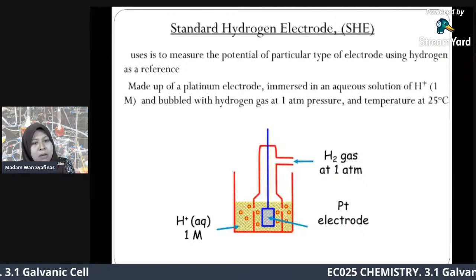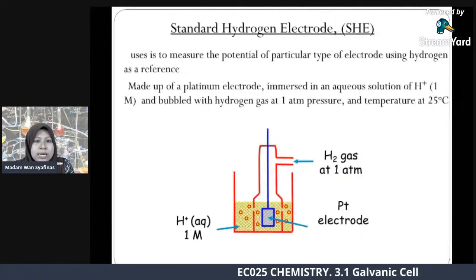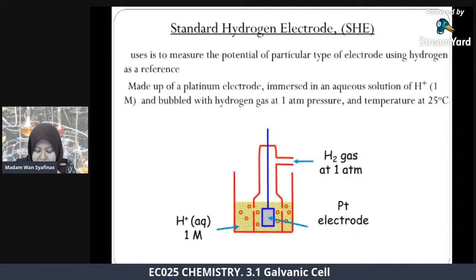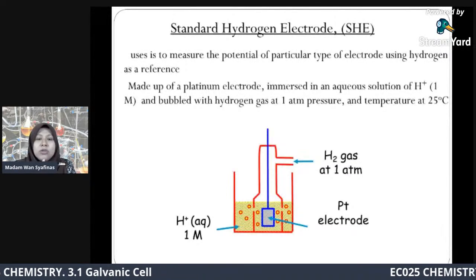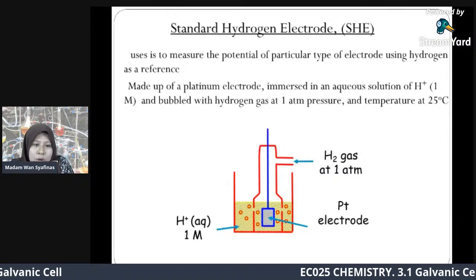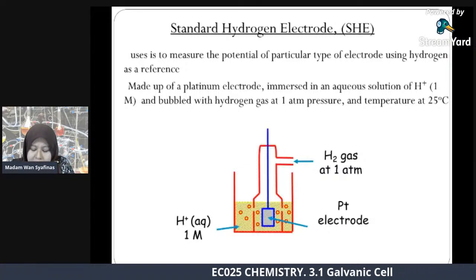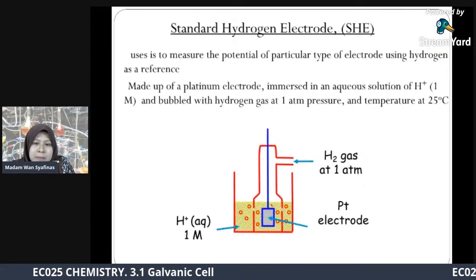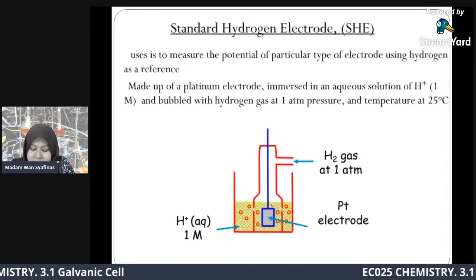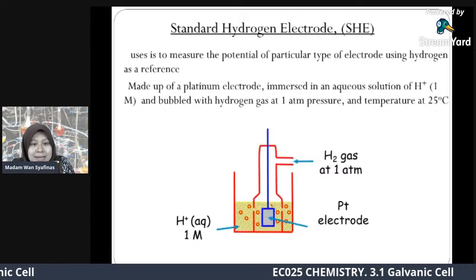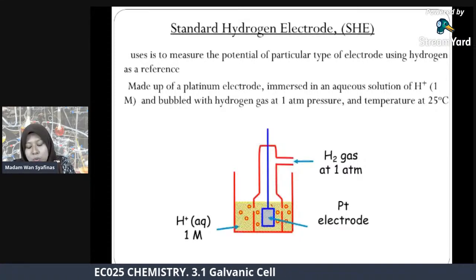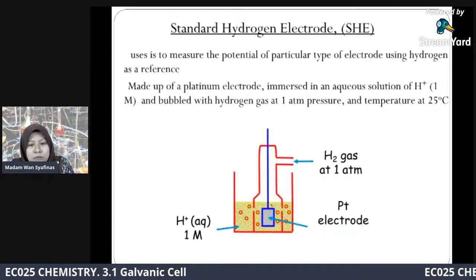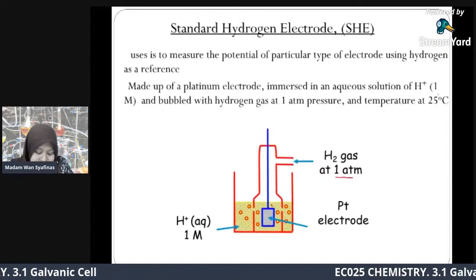So SHE ni dia made up of platinum electrode. So inert electrode. Okay, this one is platinum electrode immersed in electrolyte. So electrolyte tu they contain H plus 1 molar. Okay. And bubbled with hydrogen gas at pressure 1 atm and temperature 25 degrees Celsius. So ni semua adalah condition untuk standard dia lah. Okay, kita ada 1 molar, kita ada pressure 1 atm, kita ada temperature 25 degree Celsius.